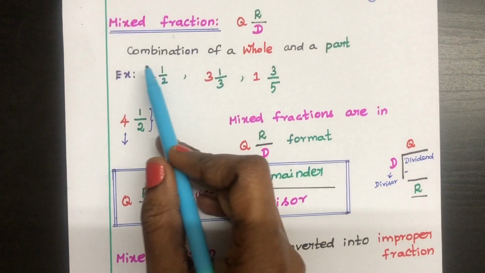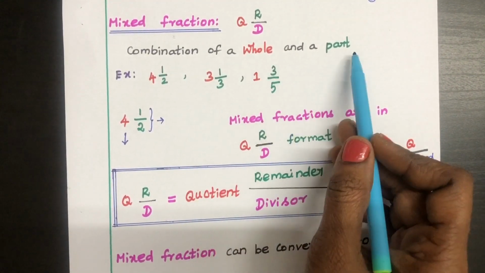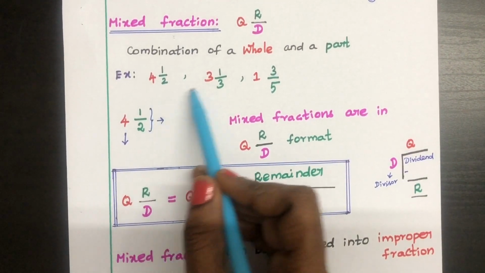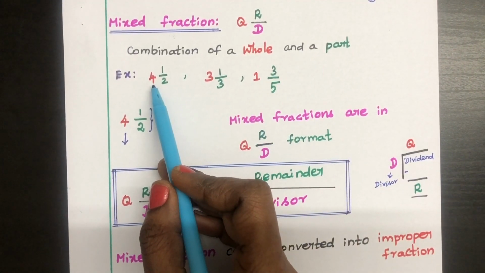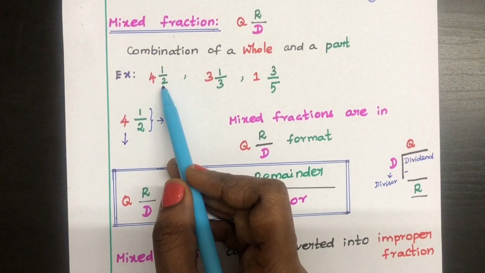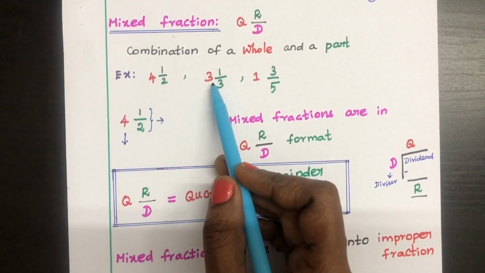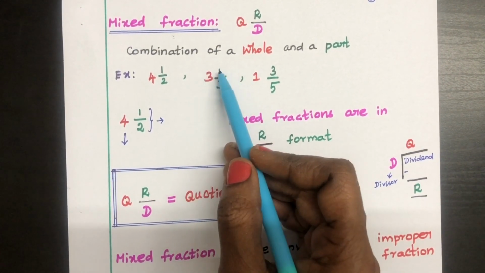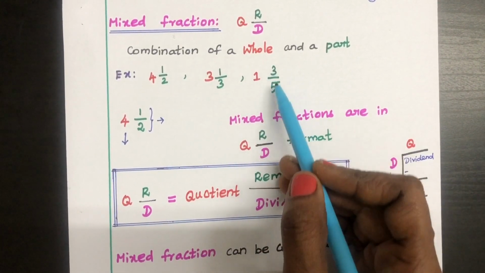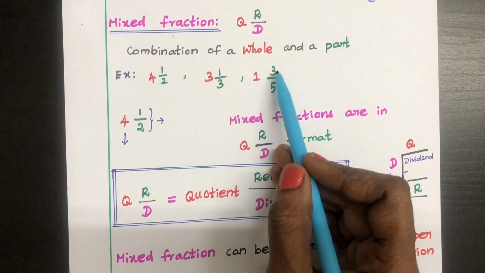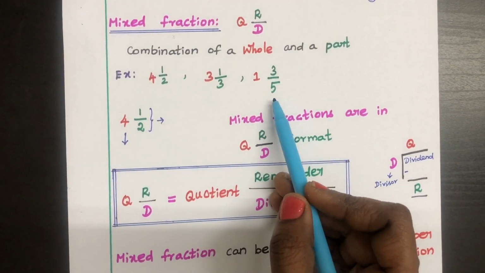A mixed fraction is a combination of a whole and a part. Examples: 4 1 by 2, 3 1 by 3, 1 3 by 5. See, 4 is the whole part, 1 by 2 is the fraction, a part of a whole. So 3 is the whole part and 1 by 3 is the part of a whole. In 1 3 by 5, 1 is the whole number here, and 3 by 5 is a fraction, that is a part.